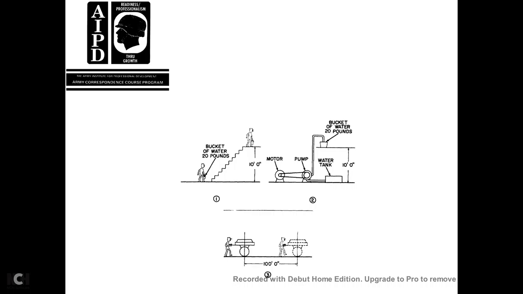This shows the bucket of water illustration with a bucket of water of 20 pounds up to 10 feet, the motor of the pump, and the water tank, a bucket of water being pumped at 20 pounds at a drop of 10 feet, and also 100 feet. And also shows the drop as 100 feet.